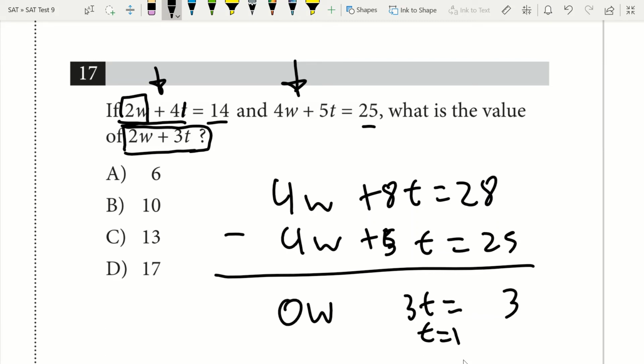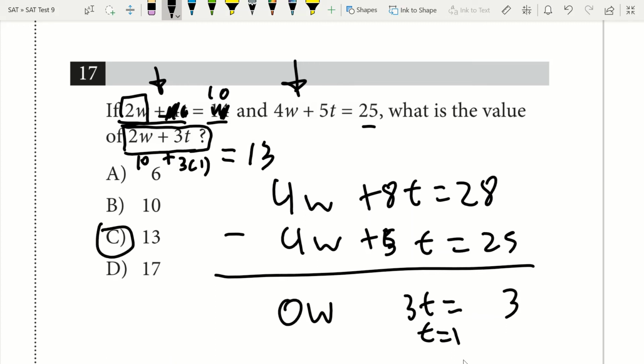So I put in this 1 for t. That's going to give me 4 times 1, which I know is just going to be 4. So I'll get rid of that t. Subtract each side by 4. Get rid of my 4 there. That's going to leave me with 10. I have 10 equals 2w. Now that I know that 2w is equal to 10, I have 10 plus 3 times t. I know t is 1. 10 plus 3 is going to give me 13. My answer there will be C.